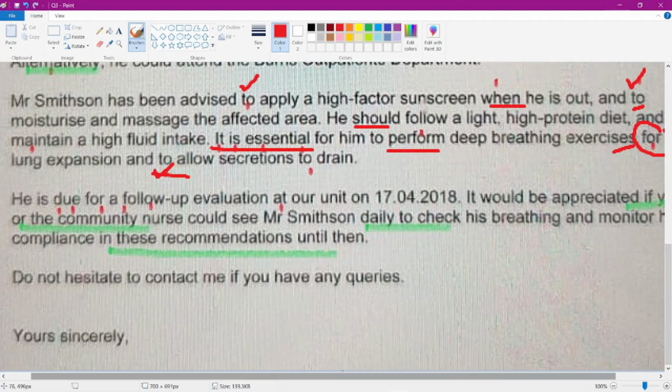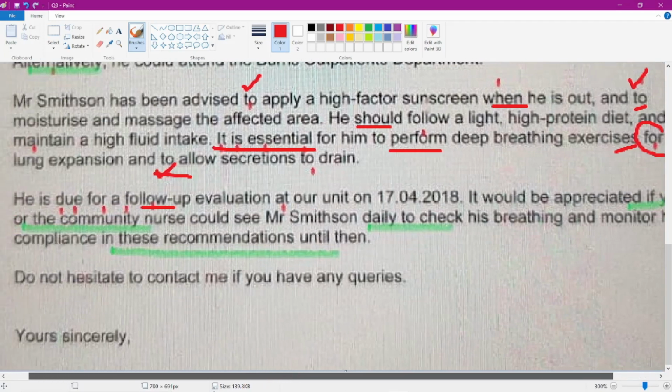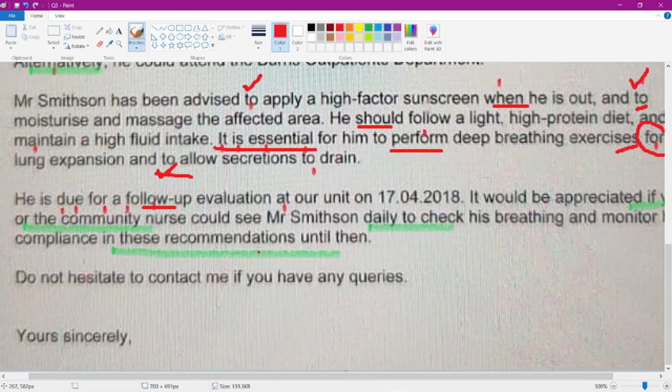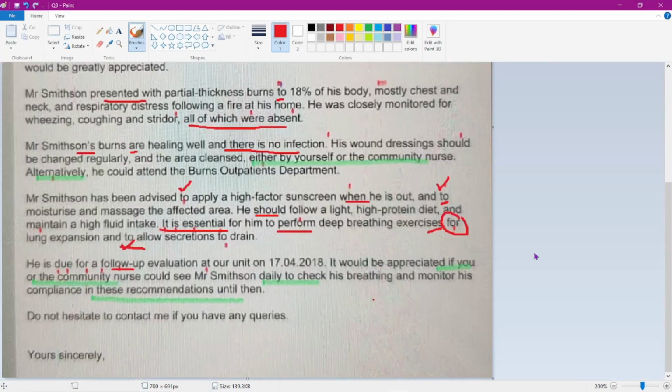Now he is due for a follow-up evaluation at our unit on date. It would be appreciated if you or the community nurse could see Mr. Smithson daily or regularly to check his breathing and monitor his compliance with these recommendations until then.